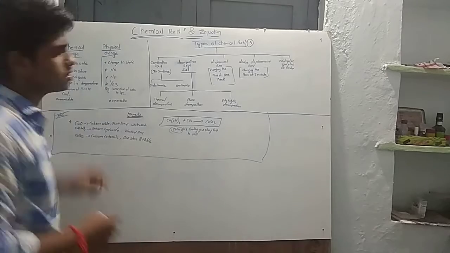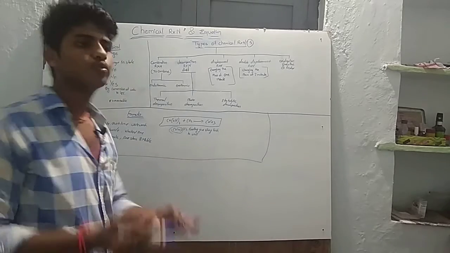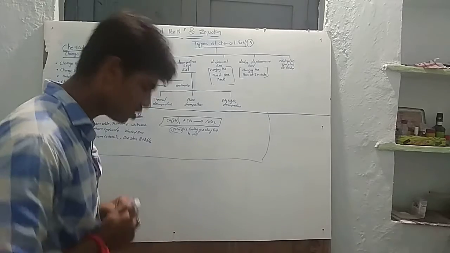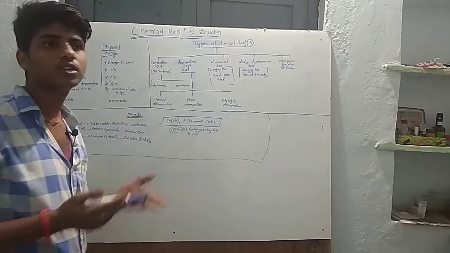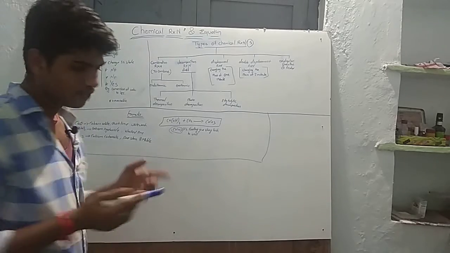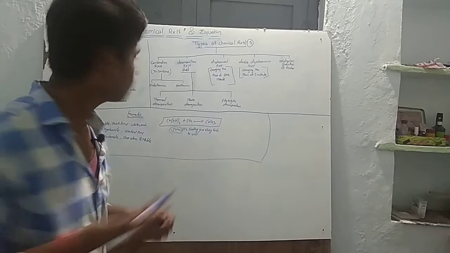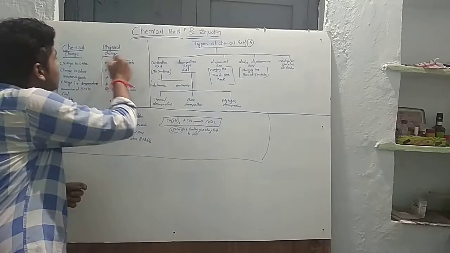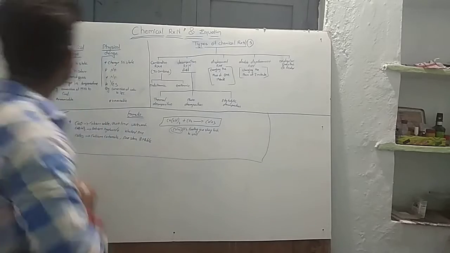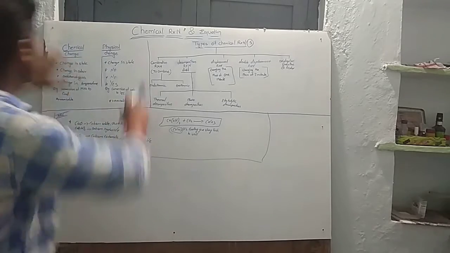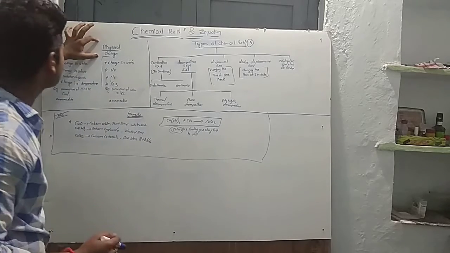But in physical change, if we take some water and put it into the freezer, what will happen? It will freeze and convert into ice. But if we heat the ice to a certain temperature, it will melt and convert back into water. So this is a physical change. It is reversible. Some other properties of chemical change we will compare here in this table. We will compare what is chemical change and what is physical change.